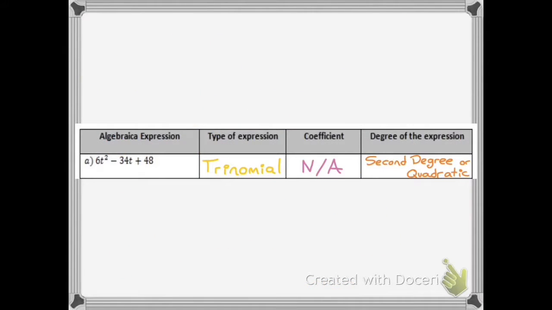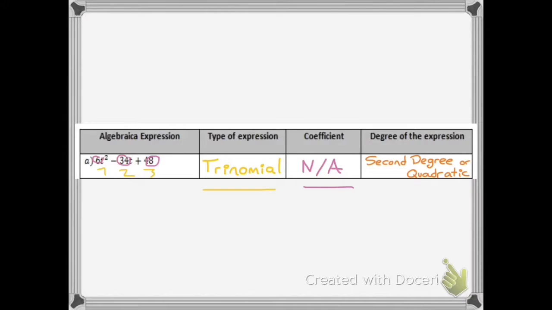Okay, in here we have an example or an exercise. First, we have the algebraic expression, type of expression, coefficient, and degree of the expression. First of all, we have to solve the type of expression. In here we have 1, 2, and 3 terms. So, if you remember what I said before, 3 equals trinomial. So here we have trinomial. Then it's asking us for the coefficient. In here I wrote not available. Why? Because we have more than one numerical coefficient. We have 6, 34, and 48. So we have 3, not 1.